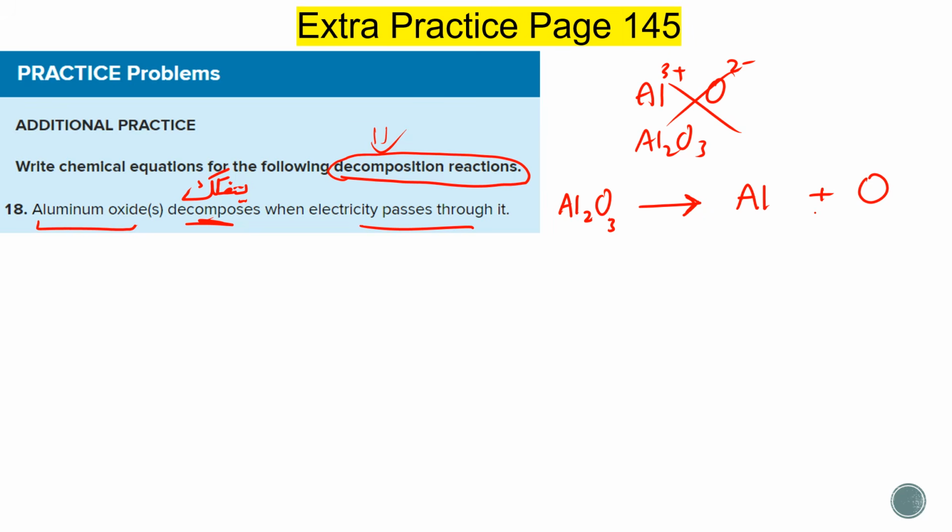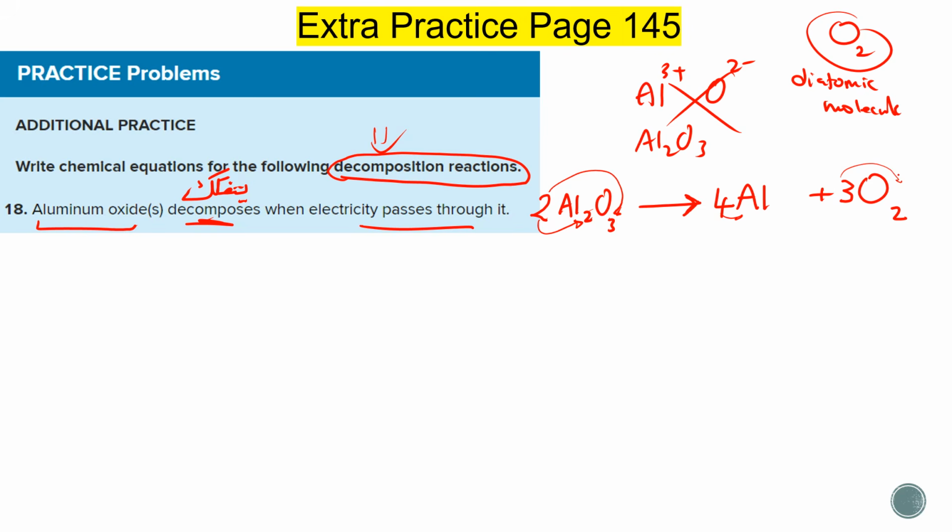But I told you guys, oxygen alone, we have to put 2 for it because it's a diatomic molecule. So O2. Balance the equation. You have 3 here, you have 2 here. So I'll put 3. I will put 2. And here I will put 4. Because now I have 4 Al and I have 6 oxygens. And here I have 4 Al and 6 oxygen.